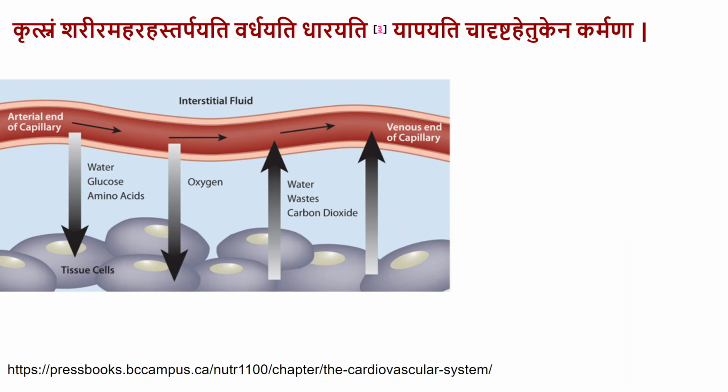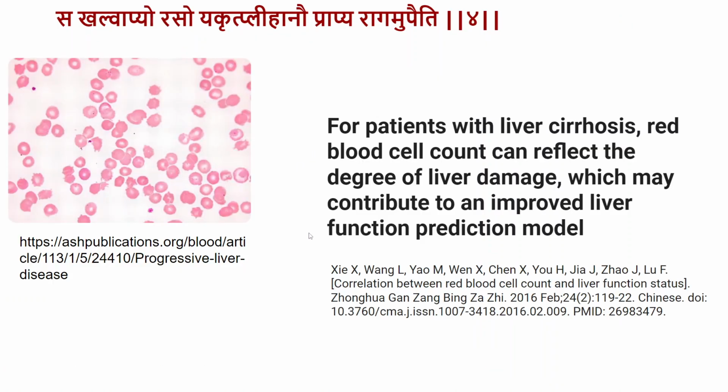Now, the same Krishnam Shariram Maharaha Tarpayati Vardhayati Dharayati, the same issue: the regulation of the flow of substances at the periphery, where oxygen is taken into the tissues and the waste materials are taken into the circulation at the venous end, and the water, glucose and amino acids reach the tissues. This is about the yapana, vardhana, dharana, yapana, the different functions as such.